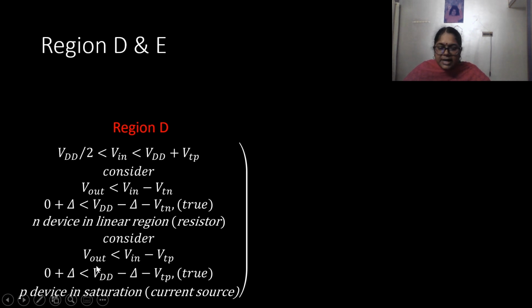Similarly, when we consider the condition Vout less than Vin minus VTP for the pMOS transistor, once again we substitute the values of Vout and Vin, and we come to know that the right hand side is greater than the left hand side.